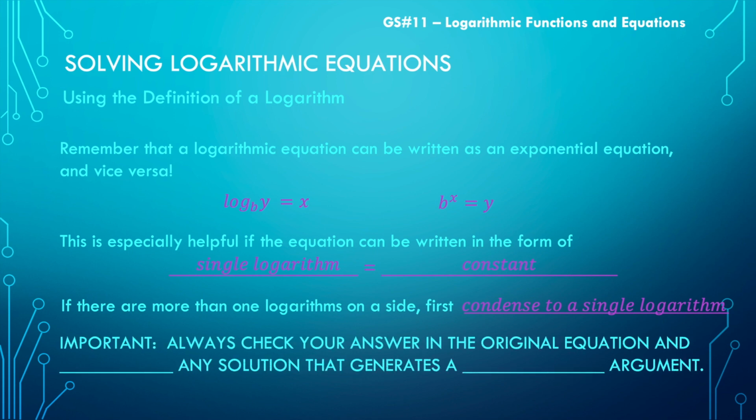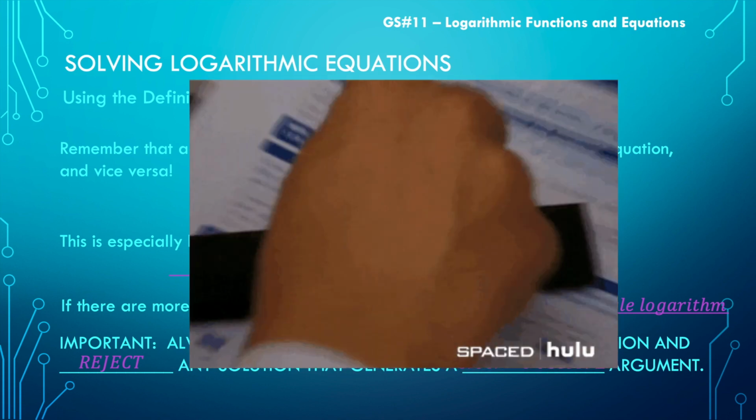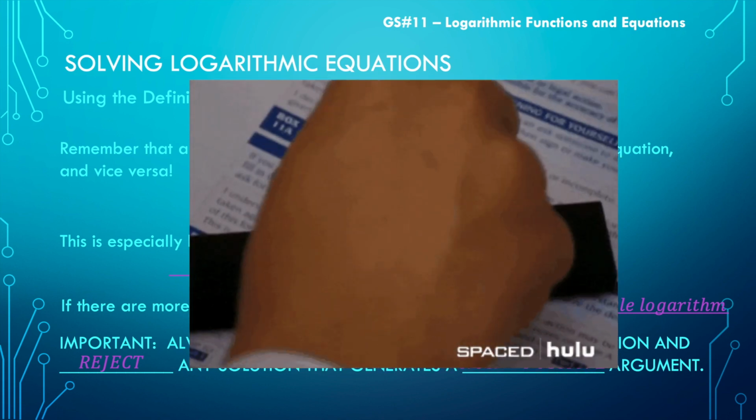Now, one thing you have to remember when you are solving logarithmic equations is you must always check your answer in the original equation and make sure that your solution generates a positive argument. That means we are going to reject any solution that generates a non-positive argument. All that means is we're going to substitute our answer back in and make sure that I'm not trying to take a log of something that's not positive, either negative or 0, because in that case, we would want to reject that solution.